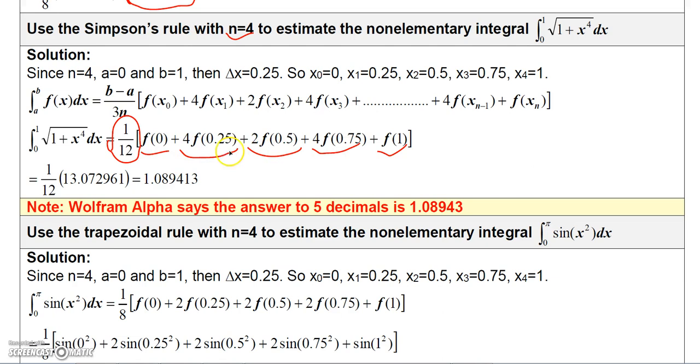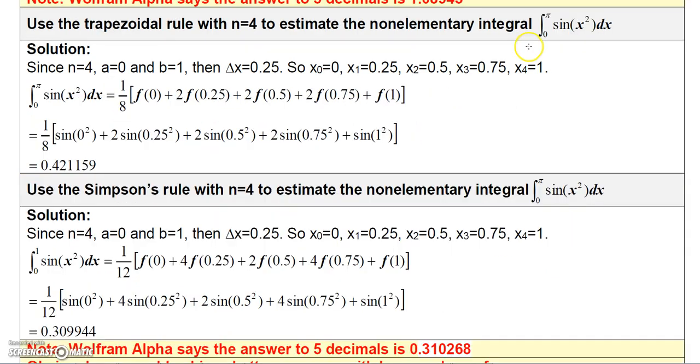And when I added all of these up, I got 13.072961. And then when I multiplied it by a 12th, that gave me 1.089413, and when I checked this on the Wolfram Alpha site, the answer to 5 decimals was 1.08943. So I've got it accurate to 4 decimal places. So that's not too bad, okay? Not too bad.